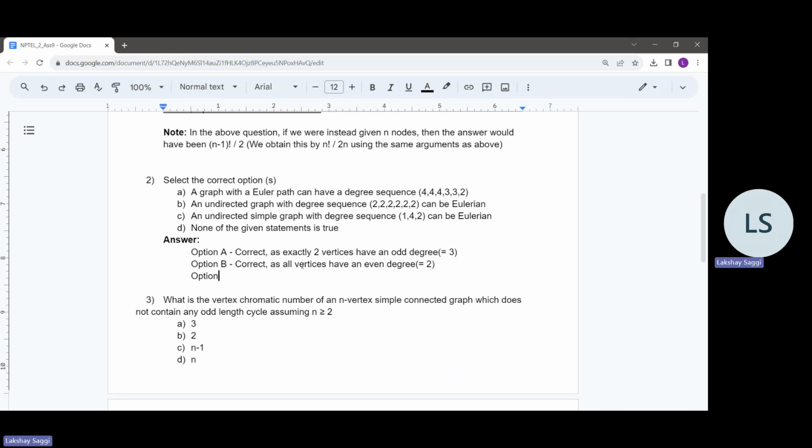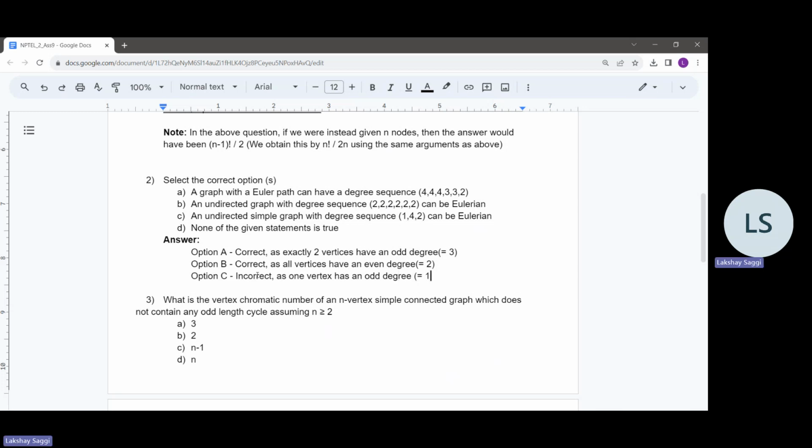So now option C says an untitled simple graph with degree sequence 1, 4, 2 can be Eulerian. Note that this is not true. This statement is incorrect because for a graph to be Eulerian, we need all the degrees to be even. But here we can see that the first vertex has a degree of 1, which is odd. So this graph will not be Eulerian. Incorrect, as one vertex has an odd degree equal to 1.